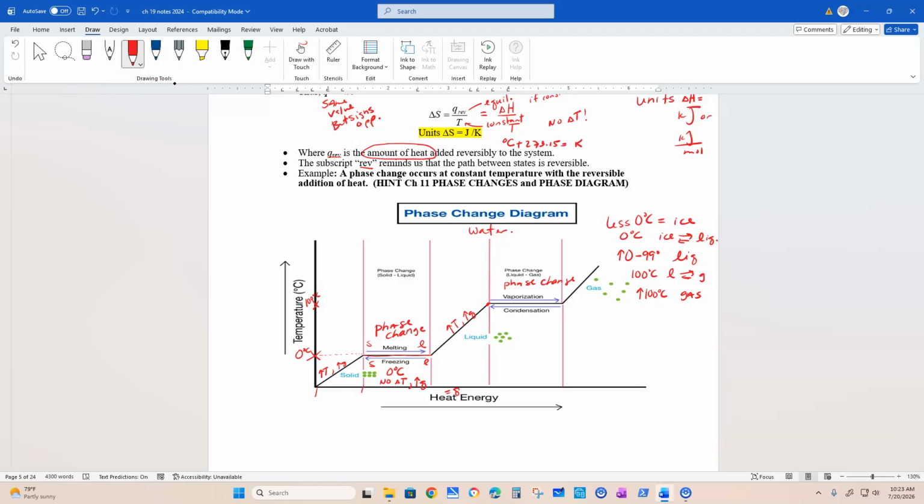But when I get to a phase change for vaporization, liquid to gas, or when I'm cooling it down, gas to liquid, notice there is no change in temperature, but my heat is still increasing. And obviously past this point right here, you have straight gas, and there is no other state of matter after that. So a reversible process is like phase changes.